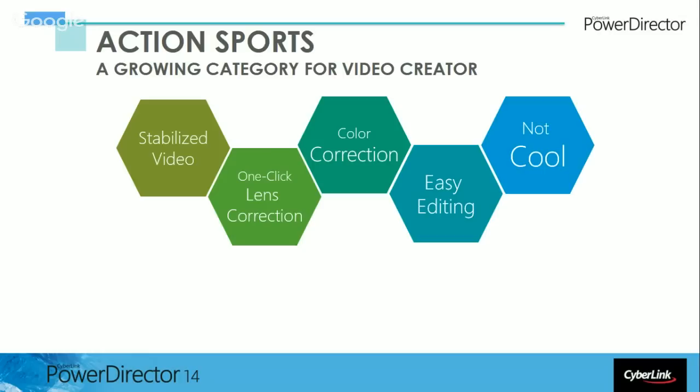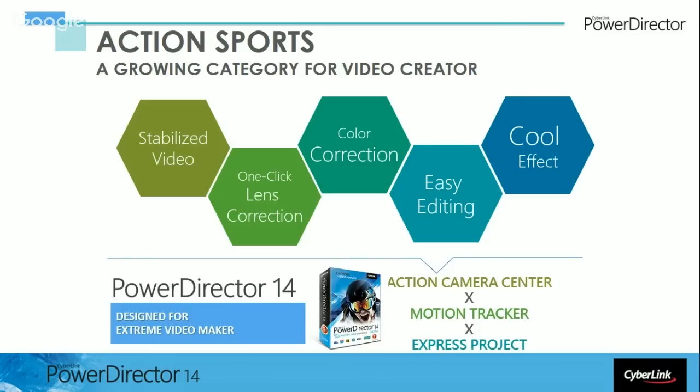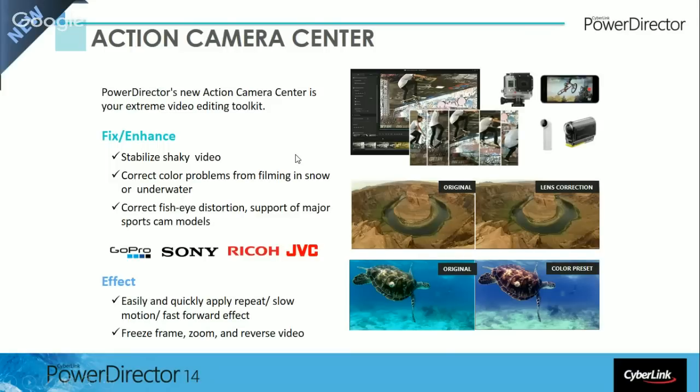And we want to make editing easier, helping people to create videos with cooler effects. So that's what we want to do in PowerDirector 14, where we are introducing 3 new features. One is Action Camera Center, which groups whatever you need for action camera footage in one place. The second one is Motion Tracker, which allows you to track a moving object in your footage and overlay PIP or text following the movement path of the moving object. And the third one is Express Project, which is a new timeline-based template tool that you can use to easily create professional videos. Okay, so let's start with the introduction of each feature.